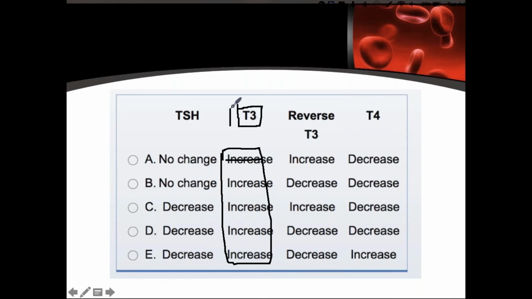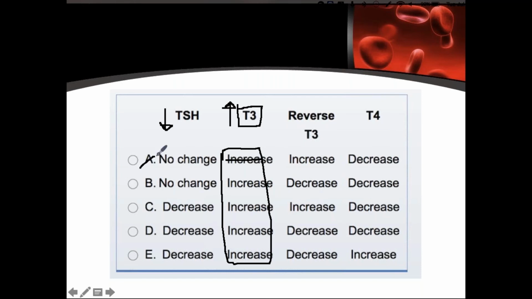Now that my T3 is up, I've got to figure out, well, what's going to happen to my TSH? Well, when my TSH sees T3 or T4 go up, it's going to go down. You already know that. It's going to say, hey, you gave me some exogenous T3. I'm just not going to make as much endogenous. So when my T3 went up with a drug, my TSH is going to go down. Oh, now we're getting somewhere. Now I can cross out A and B.